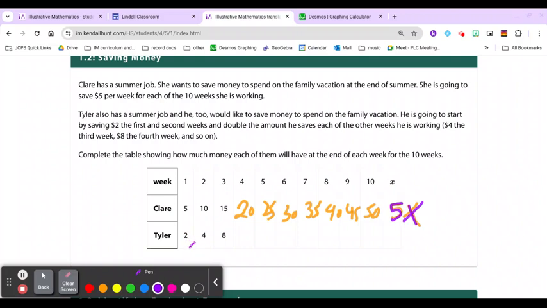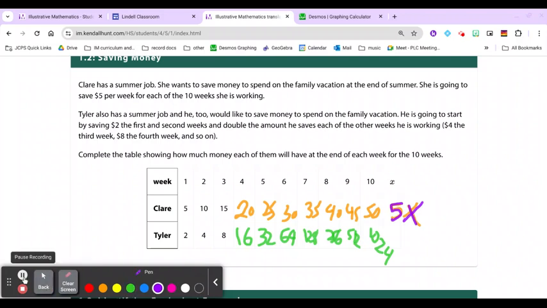Now, Tyler saved $2 the first week, another 2 the second week, but then he saves 4, so now he has 8. And then the next week he's going to save 8, so now he's going to have 16. And then he's going to save 16, so now he'll have 32, 64. We're doubling this number each time. 128, 256, 512, and then 1024. And if you ever played the game 2048, that would come next.